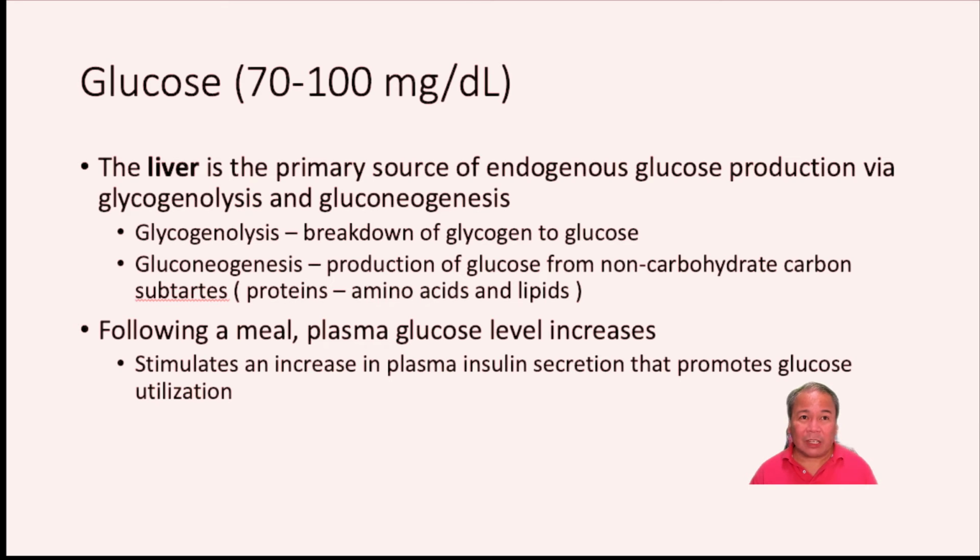So the production of glucose using a non-carbohydrate substrate. So they are lipids and amino acids. So normally, right, when we start eating, the thing that happens is the blood glucose goes up, and then the body starts producing insulin so that the body can start utilizing the glucose that was produced.